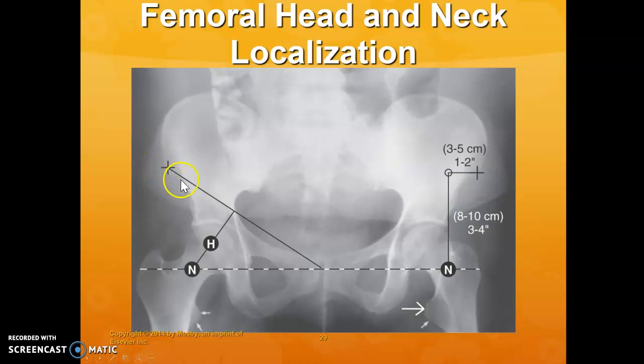So your textbook identifies ASIS and symphysis pubis. You're going to find those 2 points, draw an imaginary line. At the midpoint of that line, you're going to find the point here. You are then going to bring a line down, I believe it's 1.5 inches to 2 inches, and that will land you at the femoral neck. Or you go from ASIS, you go 1 inch to 2 inches medially, and then 3 to 4 inches down is the idea, right?